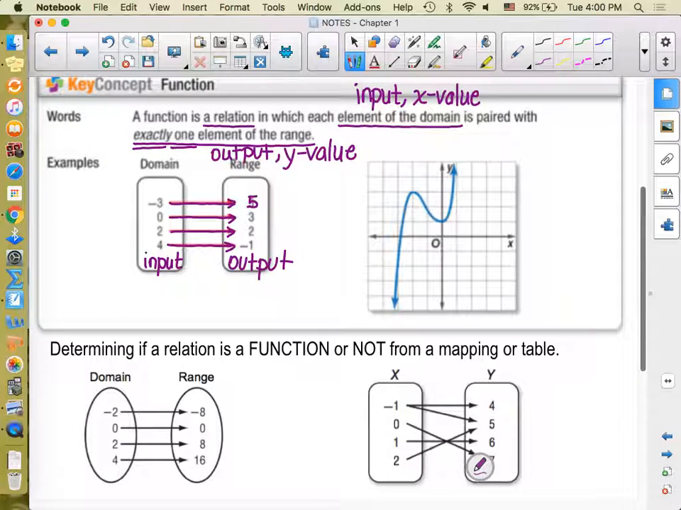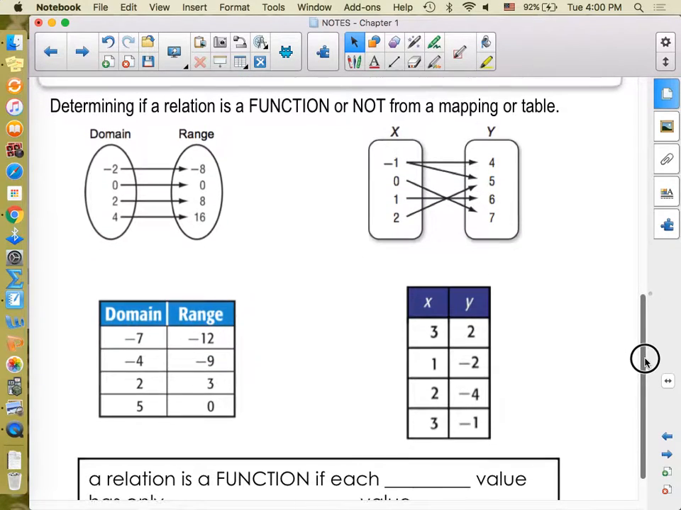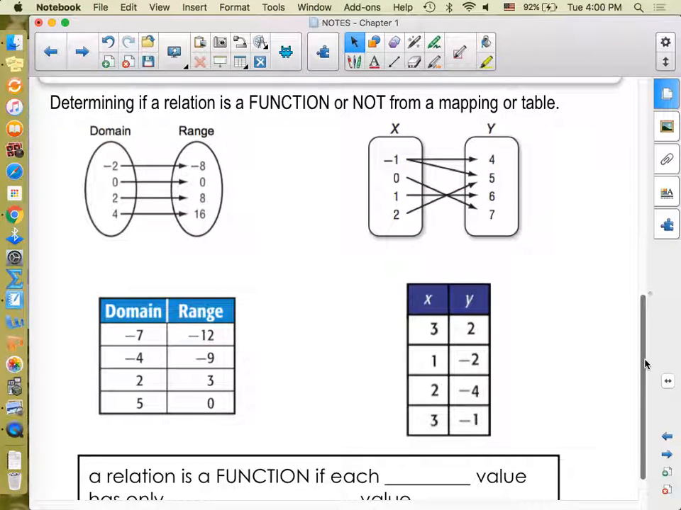So if I look at that definition, it says it has to be a relation between two quantities, and each element of my domain, -3, 0, 2, and 4, is paired with exactly 1, so this one is a function. It meets that description. We're going to come back to the graph, but that graph is a function. In the second video, we're going to come back to what to do to tell if graphs are functions, but first we're just going to focus on those input-output tables, those mappings, and data tables.